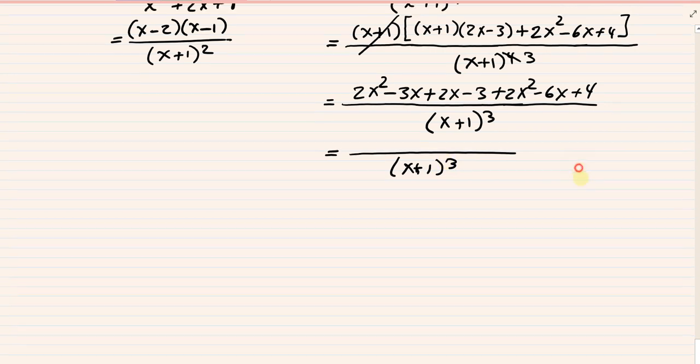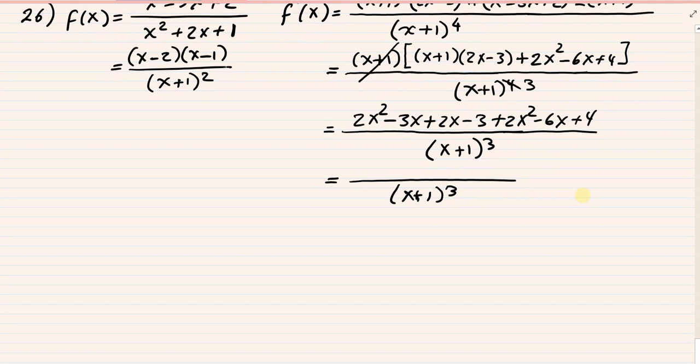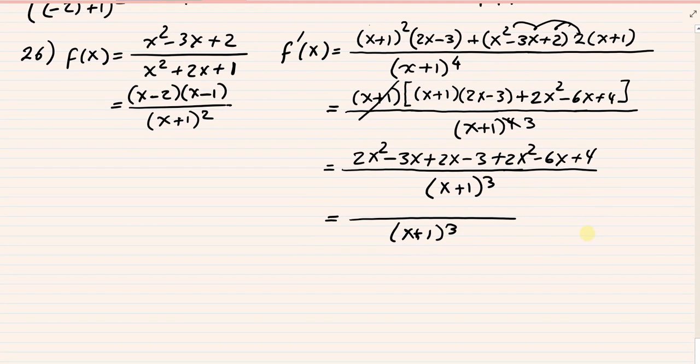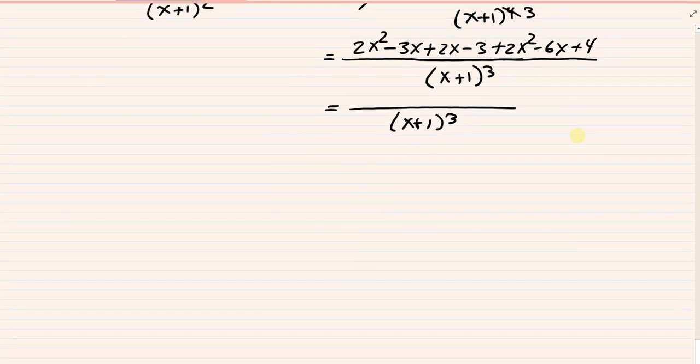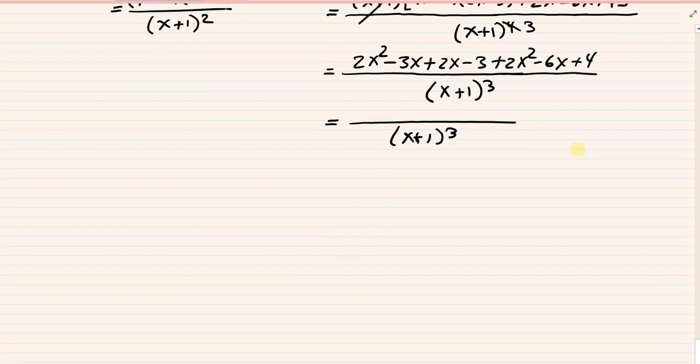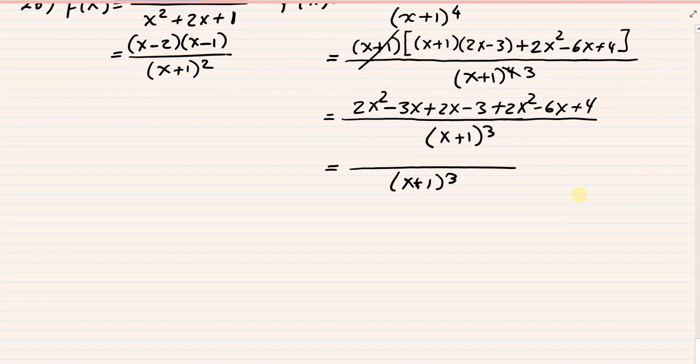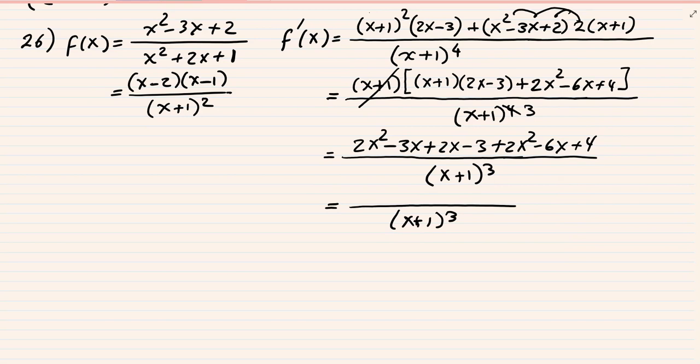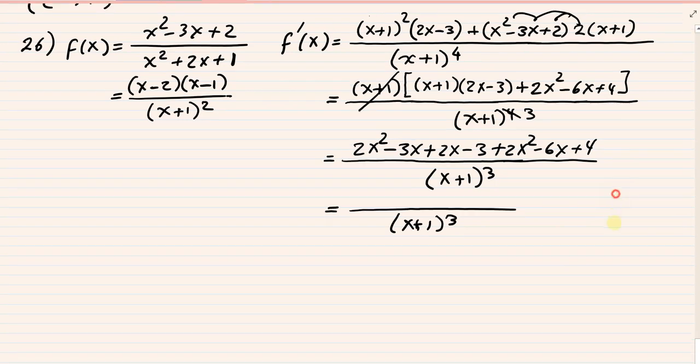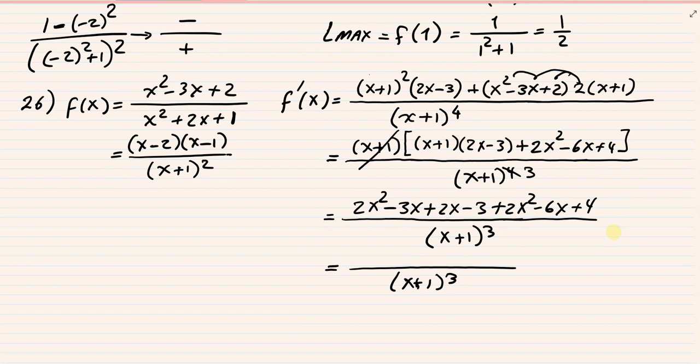Okay, let's see if we did this right. So I got 2x squared, x squared minus 3, yeah, I'm just double checking, that's 2x squared negative 3x plus 2x minus 3. Yeah, we can combine like terms now. Okay, so let me make sure again everything looks good. Yeah, that's fine. I distributed, factored, and I did the quotient rule.